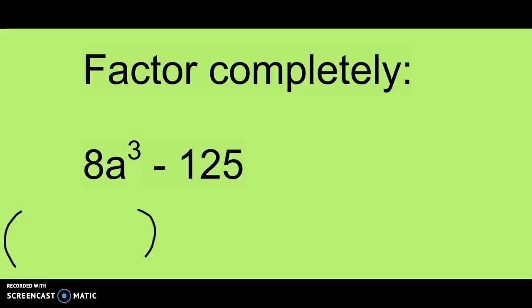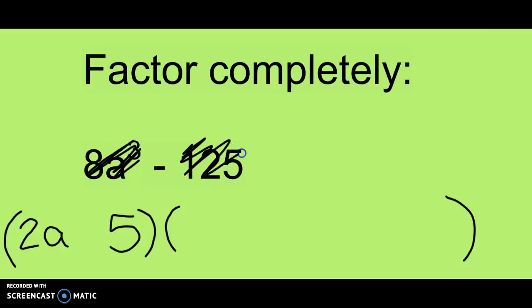So the cube root of 8 is 2, and the cube root of a cubed is a, and the cube root of 125 again is 5, and we'll worry about the signs later. And we do the second part, and we don't need any of this. We're done. And now we're going to square, and then we're going to multiply, and then we're going to square.